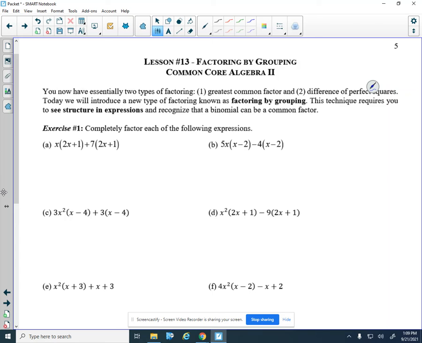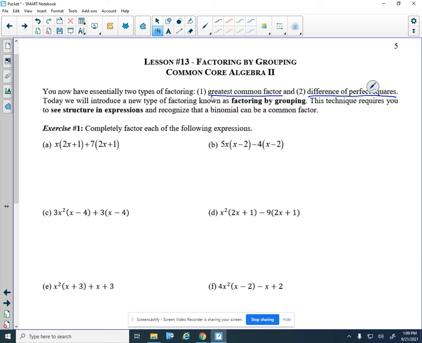So this first set of lessons is all just different factoring methods. In this lesson, we're going to start to look at factoring by grouping. So we basically already have two types of factoring, right? We have GCF, or greatest common factor, and the difference of perfect squares. This method, we're going to actually start in the middle. So this set of factoring problems in exercise 1, you're actually already partway into factoring by grouping.